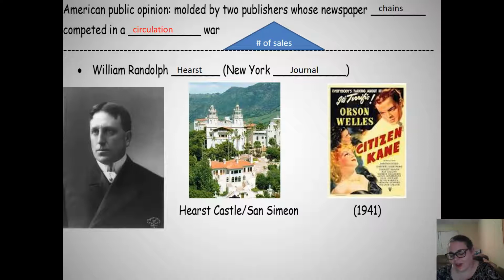Fascinating guy to talk about and to learn about. He actually bought a castle in San Simeon in California. That's it. It is huge. And Orson Welles actually made a movie about him that he hated so much he tried to buy up all the copies so he could burn them all.